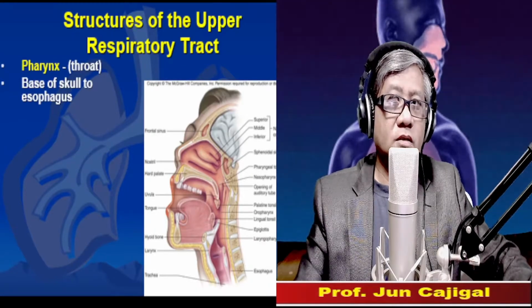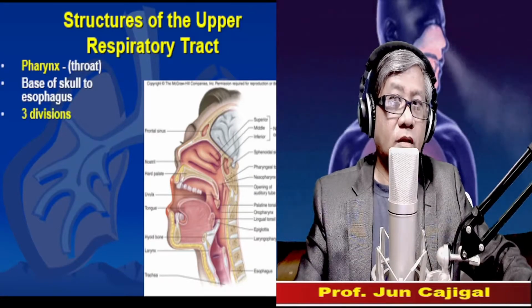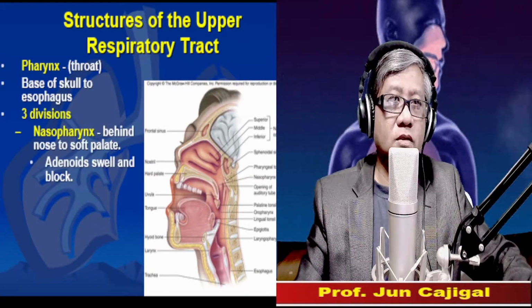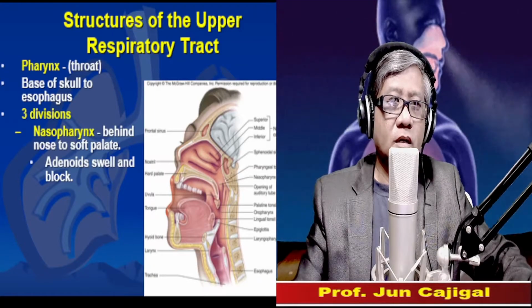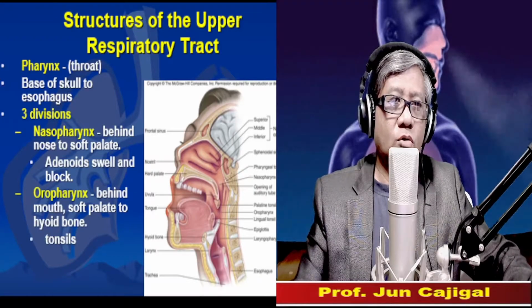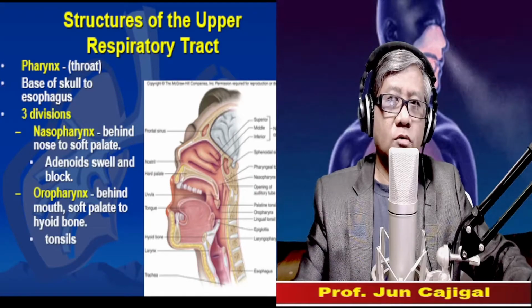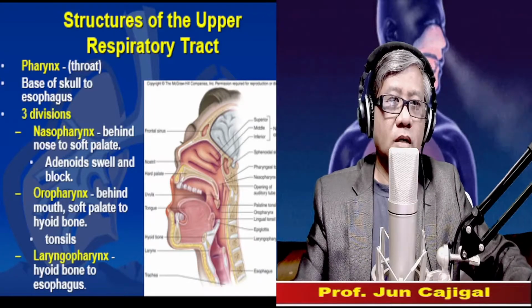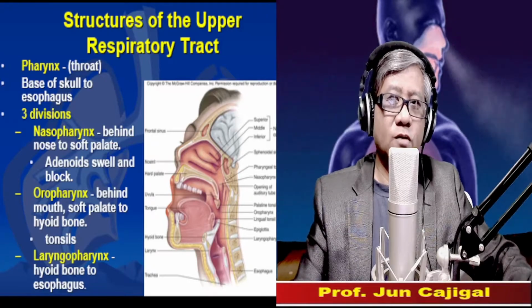The pharynx is located from the base of the skull to the esophagus, and it has three divisions. Namely, the nasopharynx, which is behind the nose to the soft palate, where there are adenoids that can swell and block. The oropharynx, behind the mouth, from the soft palate to the hyoid bone, where you have the tonsils. And the laryngopharynx, from the hyoid bone into the esophagus.